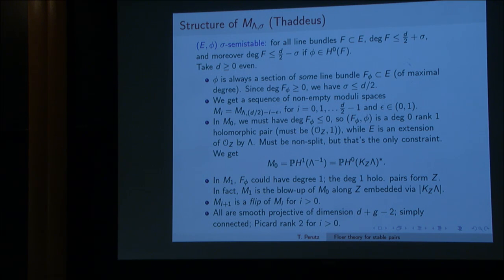And if I think of M0 like this, then it's just the blow-up along the copy of Z that's embedded as the linear system Kz lambda. Okay, so Z embeds into this space via the linear system Kz lambda, and so that gives a curve in this space, and you blow it up. Okay. And that's M1.